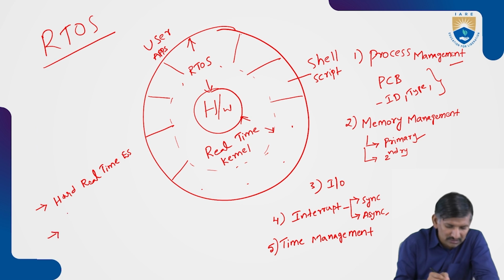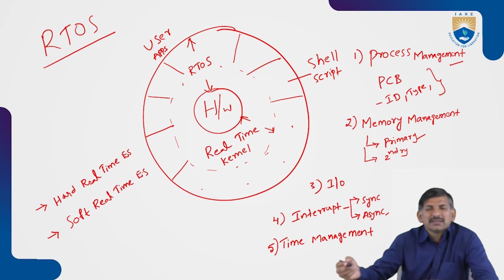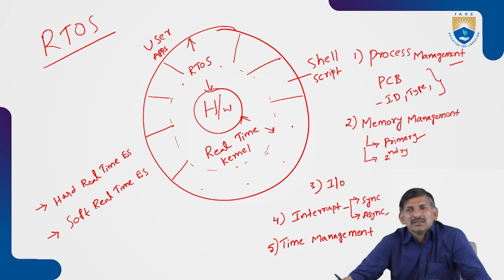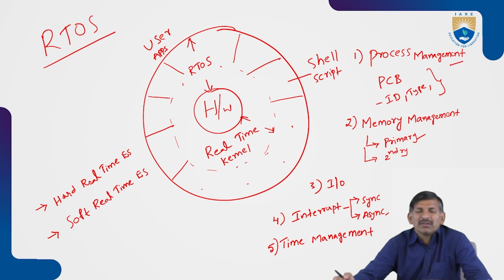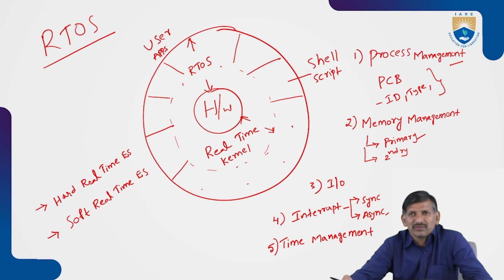Another one is soft real-time embedded systems. Soft real-time embedded system means missing a deadline may cause inconvenience only. Suppose an ATM card: whenever we insert the ATM card, if it takes a few seconds, that causes inconvenience only, not a major problem. So these are the various kernel services provided by the real-time kernel.